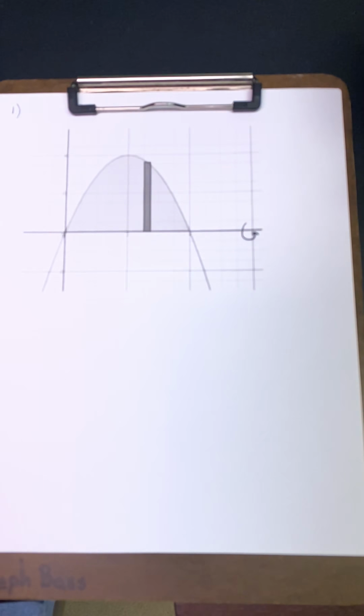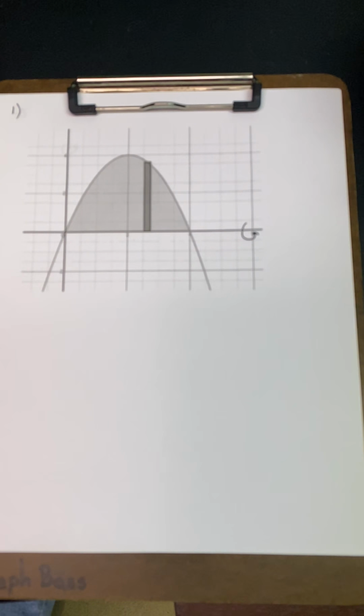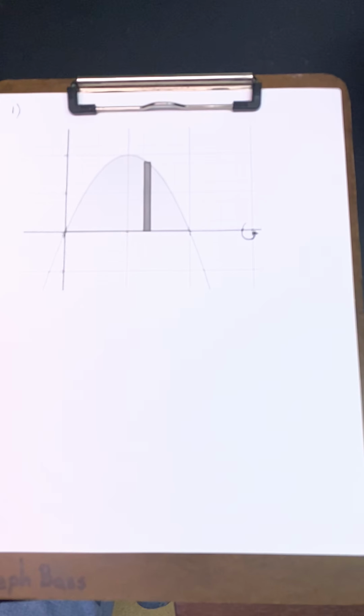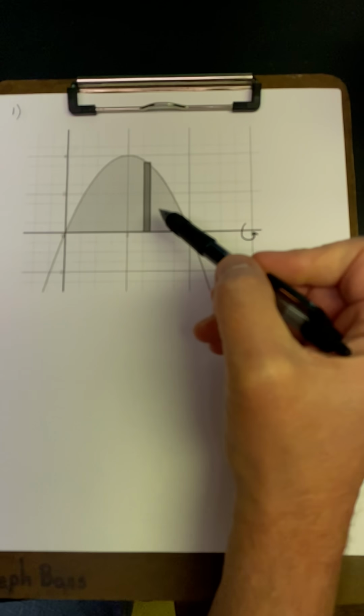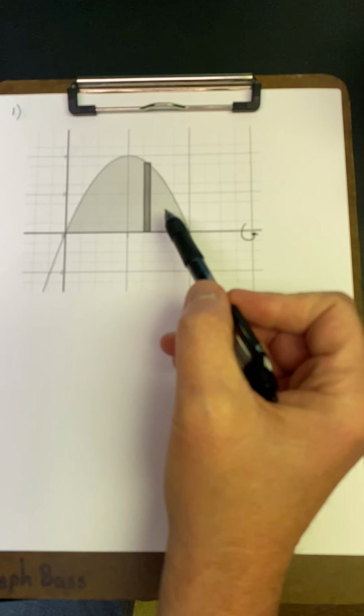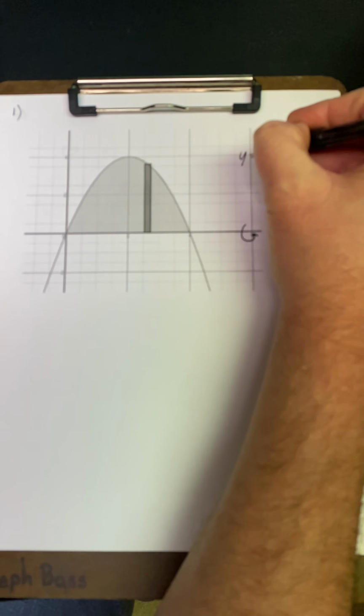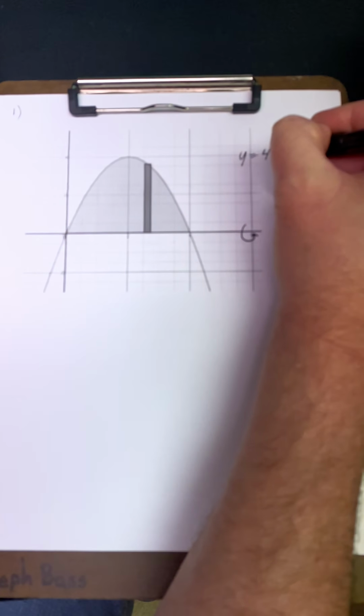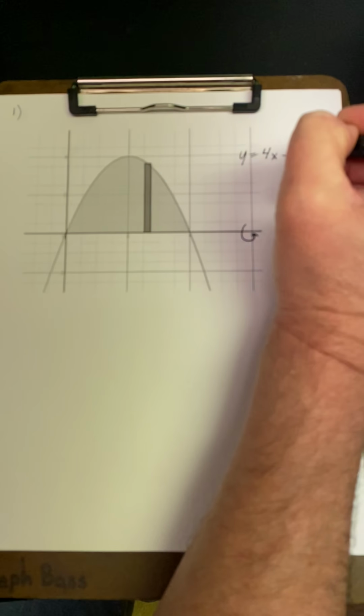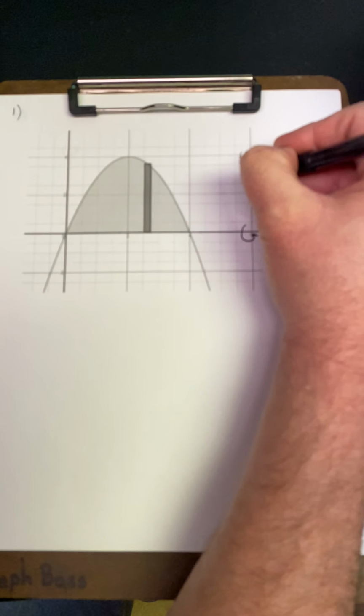In this video, I'm going to work through the problems from quiz 7. They all involve finding the area of this region that I've shaded. It is enclosed by y equals 4x minus x squared and the x-axis.